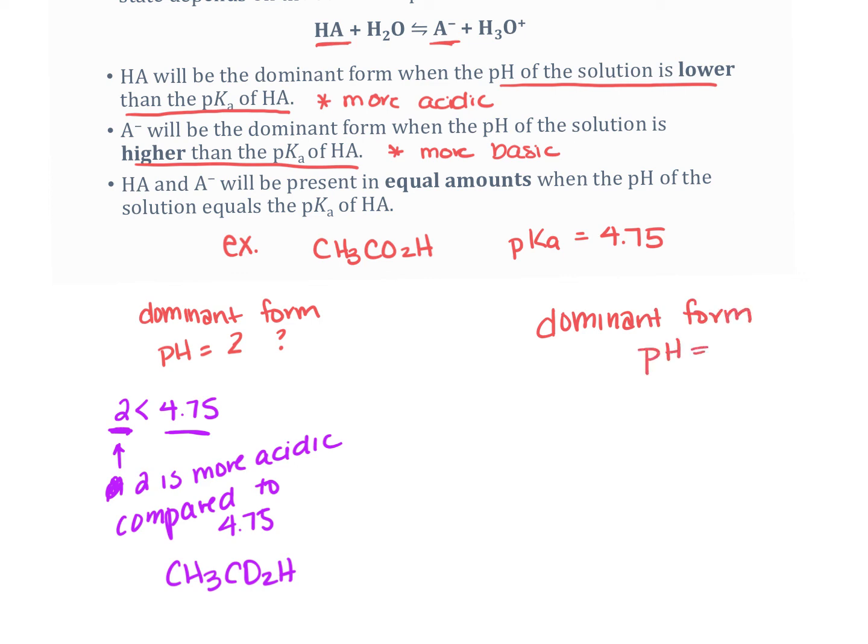Well, what's the dominant form then when the pH equals 6? Well, 6 is a lot bigger than 4.75. So 6 is more basic than 4.75. And so it's more basic than the pKa. So that means the basic form, or the conjugate base, will be shown, and that's CH3CO2 minus. All we've done is lost our proton. That's it. All these questions are asking is, which form's going to be here, the conjugate acid or the conjugate base?